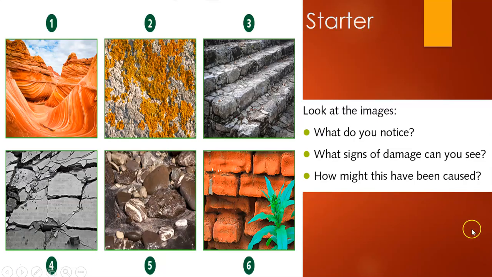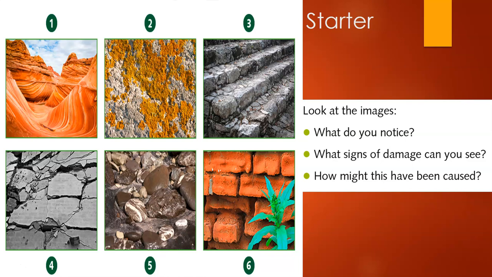Here's our starter activity. Look at the picture carefully. We have 6 pictures on your screen and answer the 3 questions. What do you notice? What signs of damage can you see? And how might this have been caused? Pause the video and answer the activity.